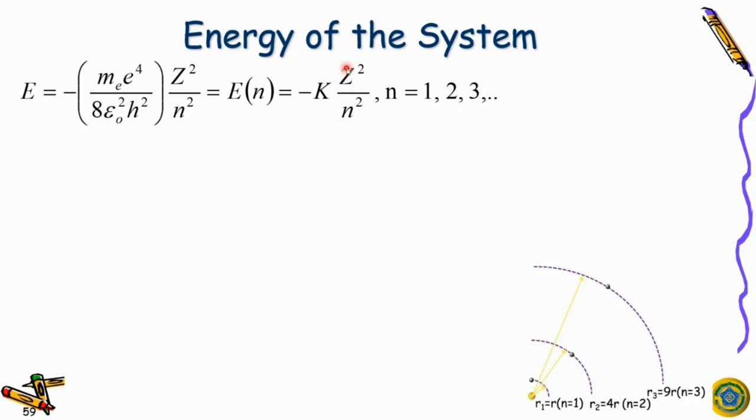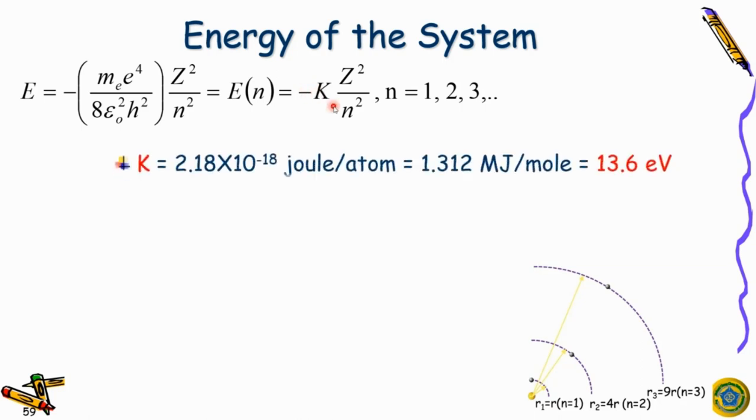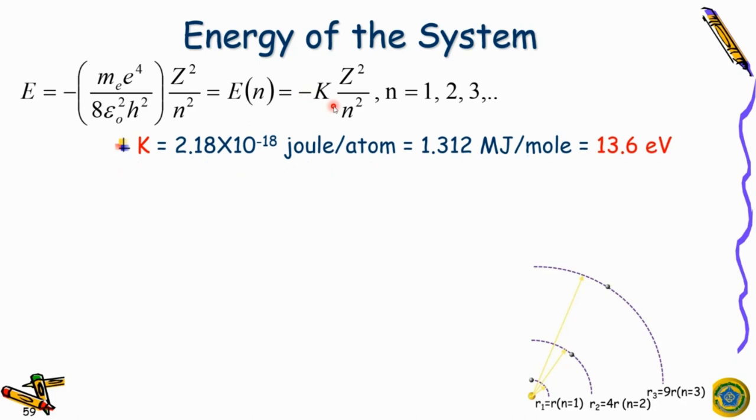That means if your Z increases, energy increases. If N increases, E decreases. Of course, regardless of the minus. If you put the minus in, that will be the difference, right? So again, because this is a constant, we can easily calculate. So K is equal to 2.18 times 10 to the minus 18 joules per atom, or 1.312 megajoule per mole.